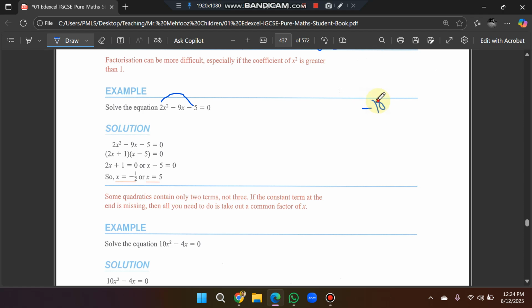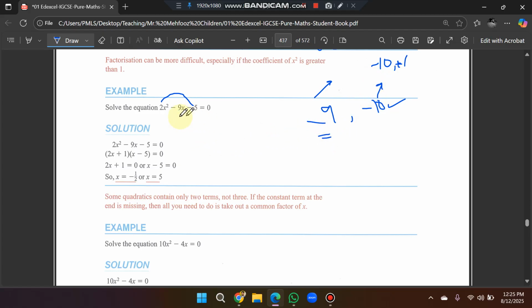minus 10, and also the central term is minus 9, and after that we have to find the pair, in which when we multiply the pair your answer will be minus 10, and when we add this pair your answer will be minus 9. So the pair is minus 10 and plus 1. If we multiply these two numbers your answer will be minus 10, and if we add these two numbers your answer will be minus 9.